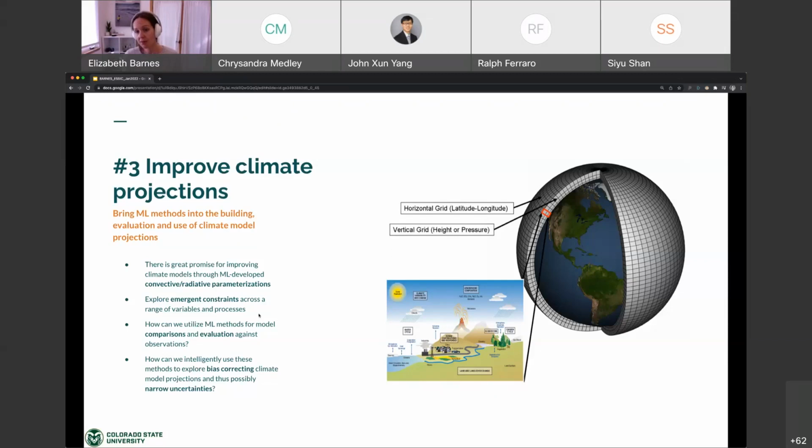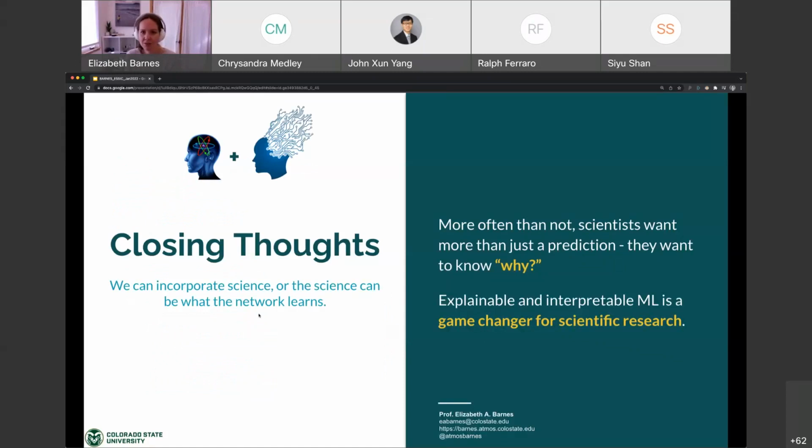I gave an example about how, in the paper, we go through an example of how we can use our trained neural network to learn about climate model biases. And finally, how can we intelligently use these methods to explore bias correcting and narrowing uncertainties? Again, you might say, well, we've been doing this already. Absolutely. But this is yet another tool that might help us attack this problem in a slightly different way. So my closing thoughts here, I want to remind everybody that these tools are not just for weather predictions.